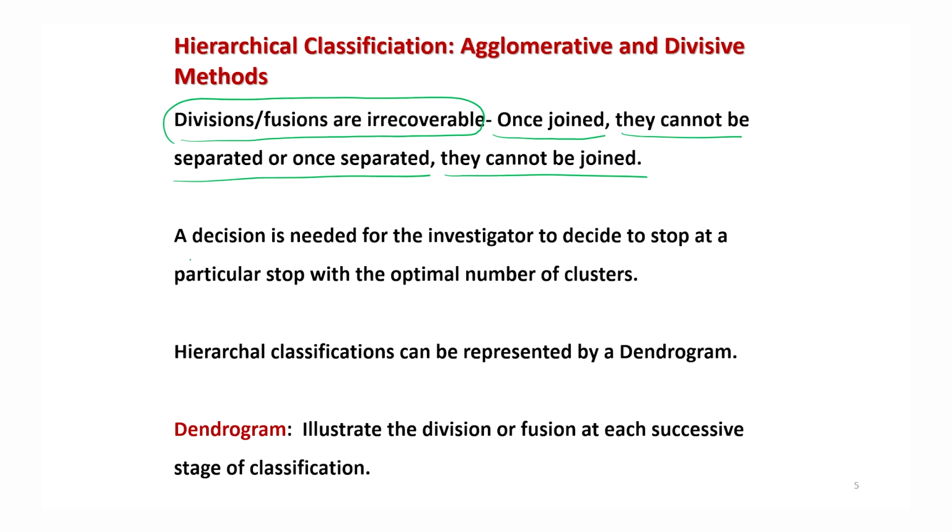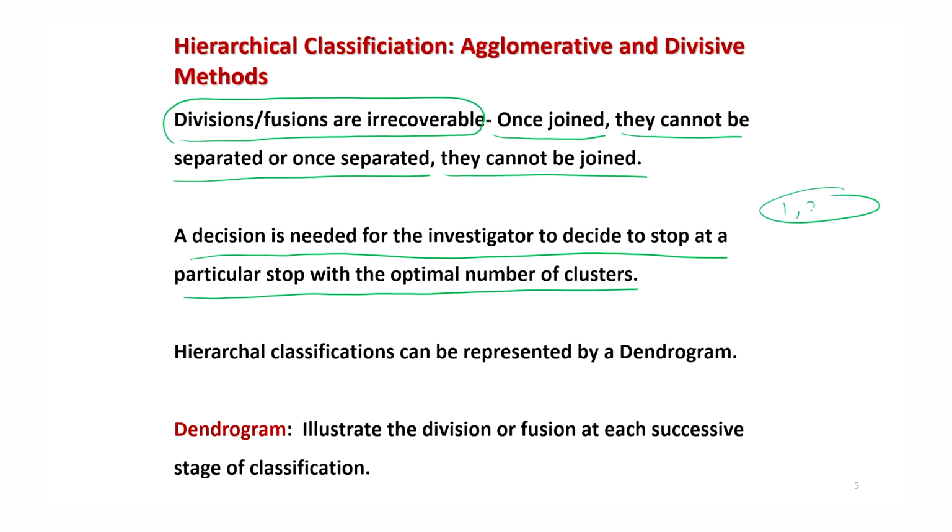So, a decision is needed for the investigator to decide to stop at a particular step with the optimal number of clusters. Suppose you start with one cluster having 1, 2, 3, 4, 5, and now finally you will have here 5 clusters, say 1, 2, 3, 4, 5, for example, or the reverse way. So there will be different steps here.